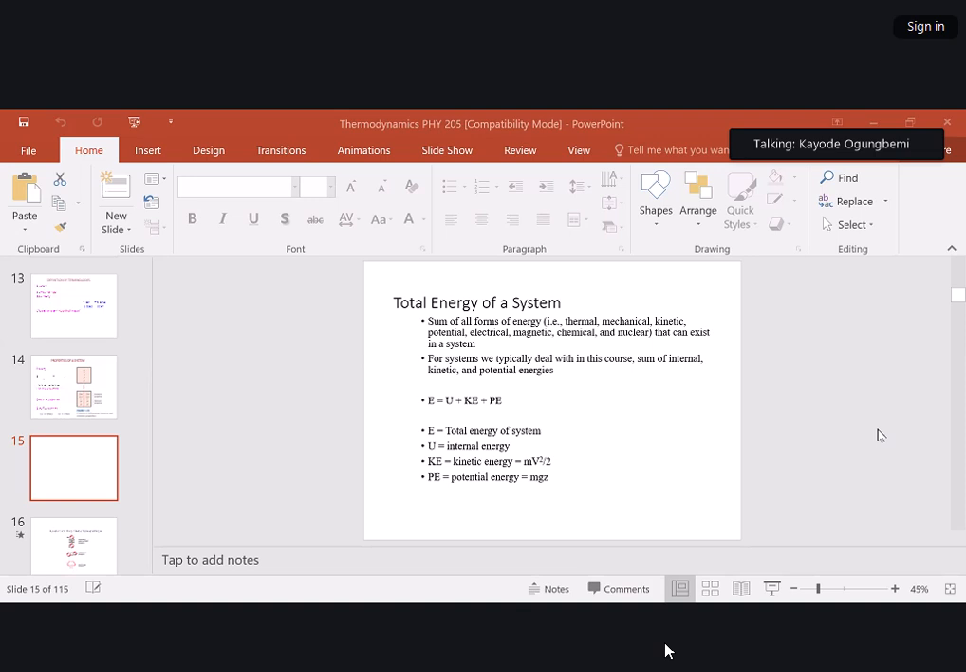We all know the relationship between potential energy, the definition of potential energy. We all know the definition of kinetic energy. So having said that, we will now try to talk about all other stuff, okay?